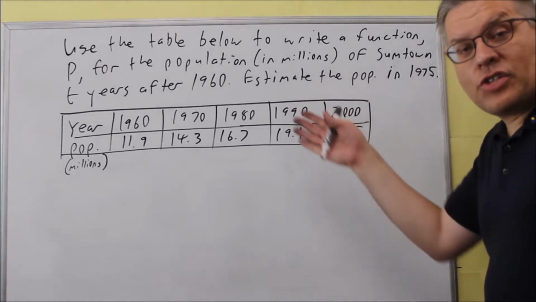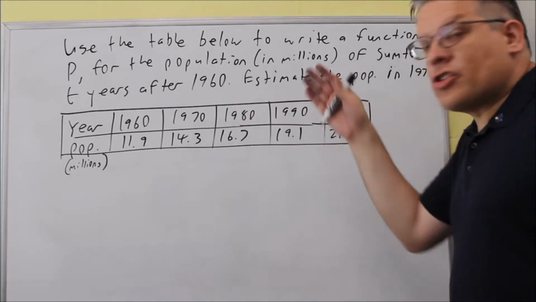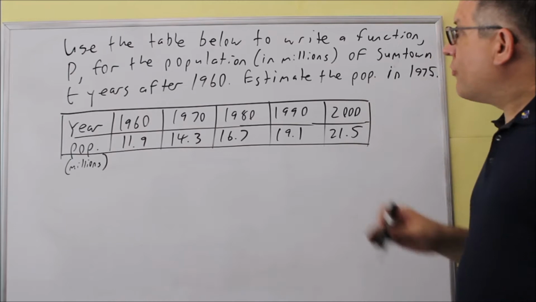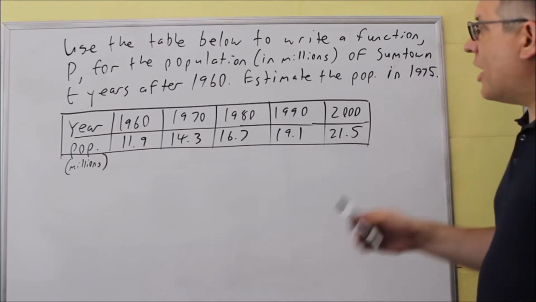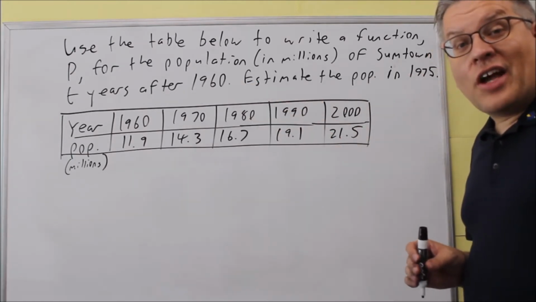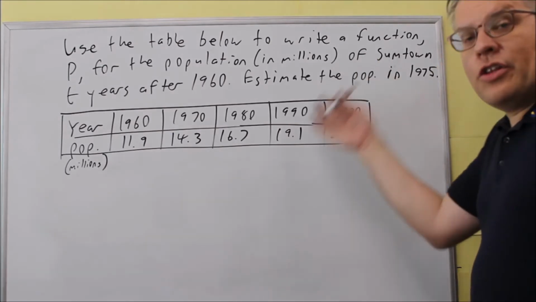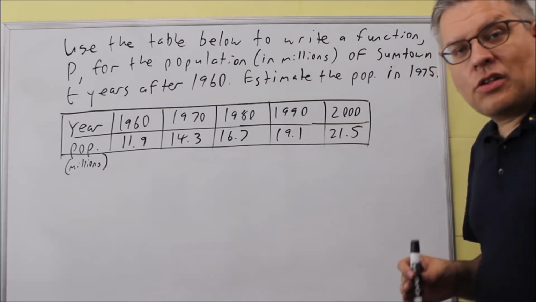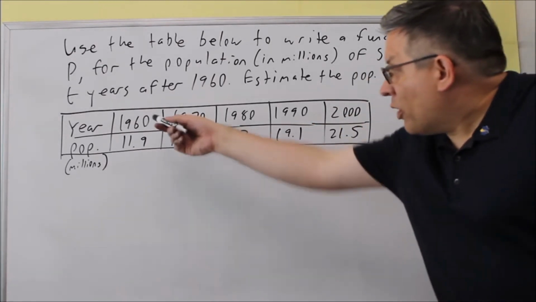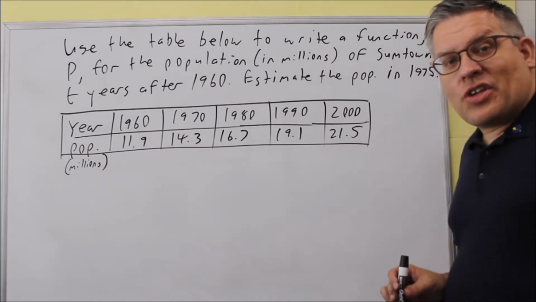For this problem, we're given a table. We want to use the information in this table to write a function for the population in millions of some town T years after 1960. So in the notes in this problem, it said let t equals 0 represent the year 1960.